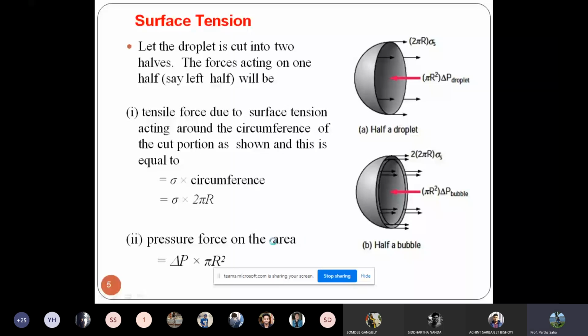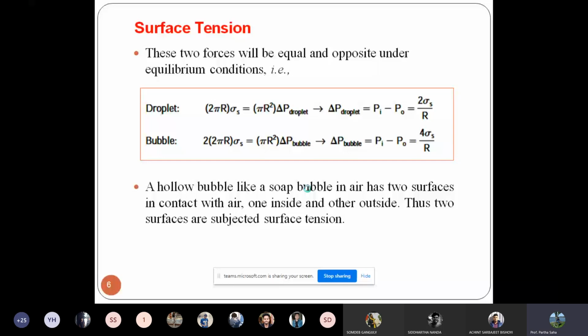So if we equate these two forces, the expression for surface tension will be as written for droplet and bubble. Now for the bubble there is a 2 multiplied here. The reason is very simple: one surface is inside, another is the outside. There are 2 surface tension forces acting simultaneously at interior and exterior, but the expressions are pretty much the same. The pressure which develops on the droplet is 2 sigma by R.